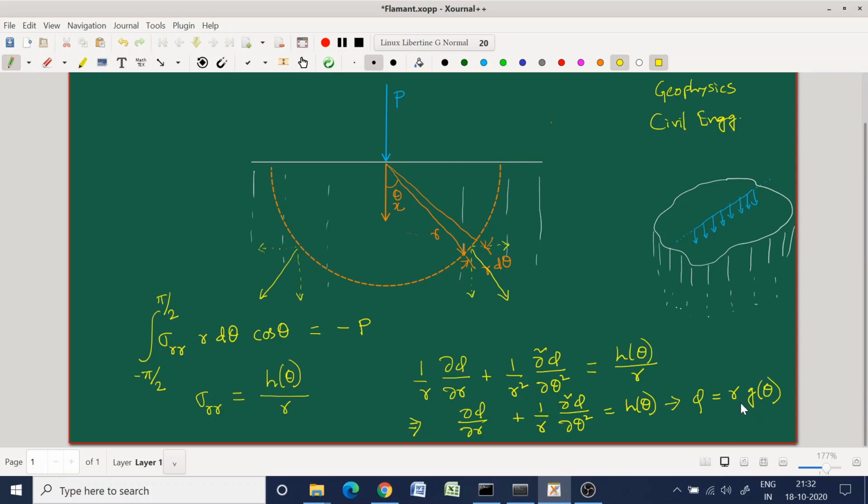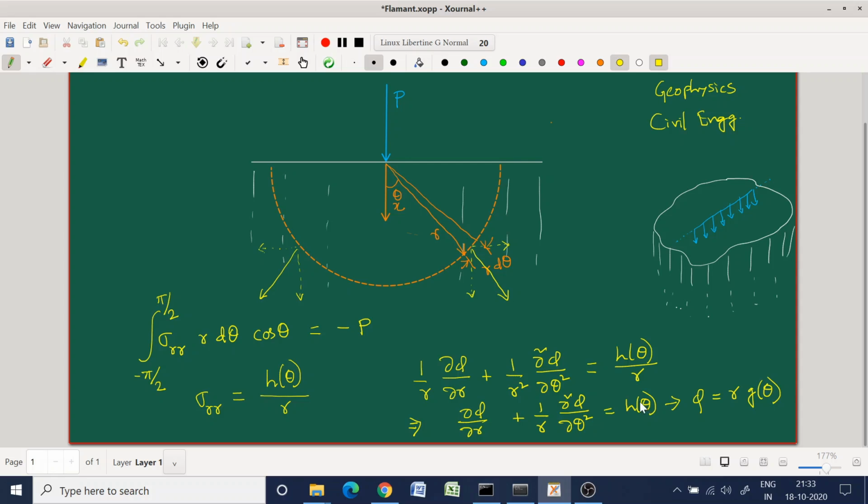So if phi is r times g theta, then when you differentiate this phi with respect to r, this r goes away and g theta remains. When you differentiate phi with respect to theta twice, we have d square g d theta square, but this r dependence comes out and gets cancelled with this 1 by r. So overall, on the left hand side we have a pure dependence on theta, which is consistent with the fact that on the right hand side also we have a pure dependence on theta. So this is our second major achievement in our detective work.